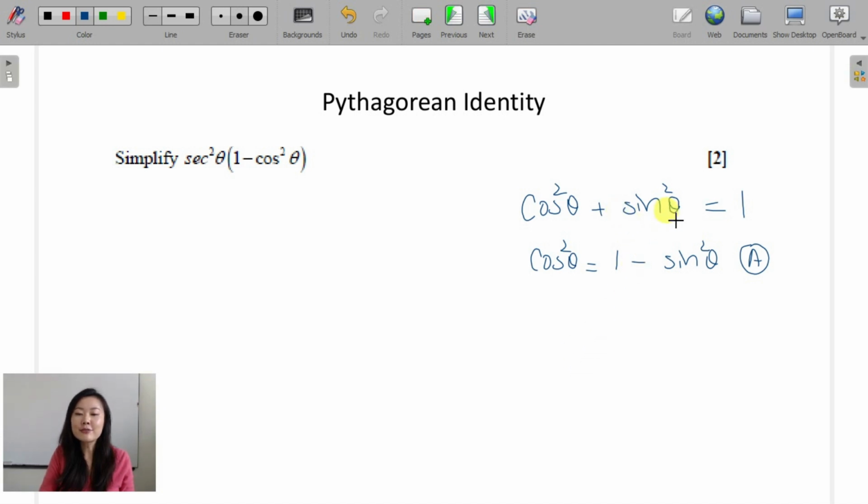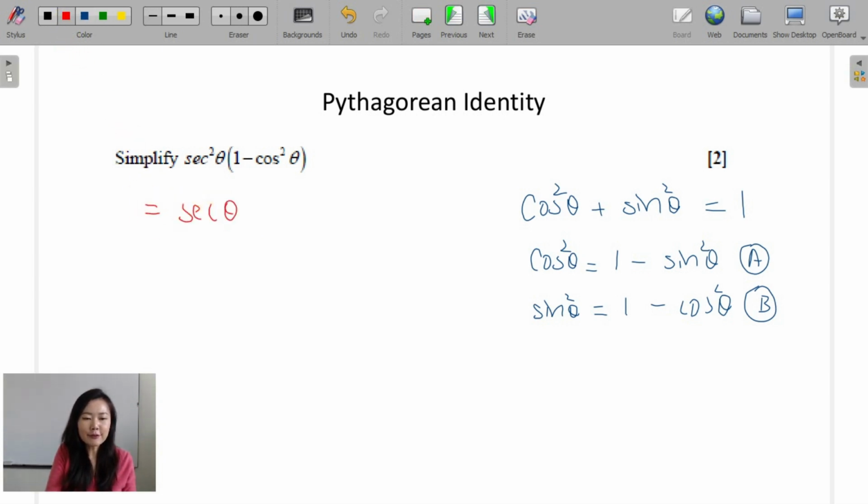Another version is if you make sine theta squared the subject. Let's call that version B. So you can say version A, version B. Remember those variations because it's going to make picking up things faster. So this one, you can see why I've gone through that first, because 1 minus cos theta squared is basically version B. So I know I can replace that with sine theta squared.